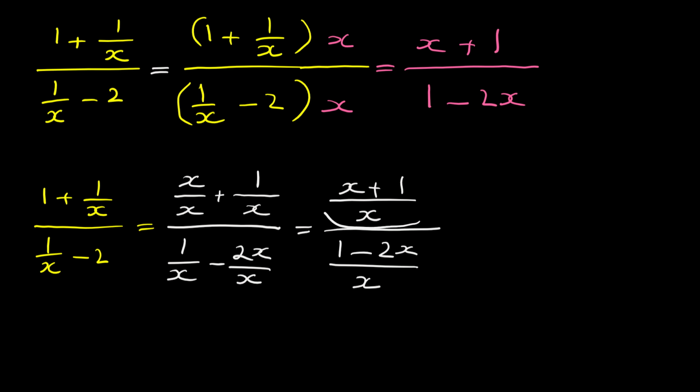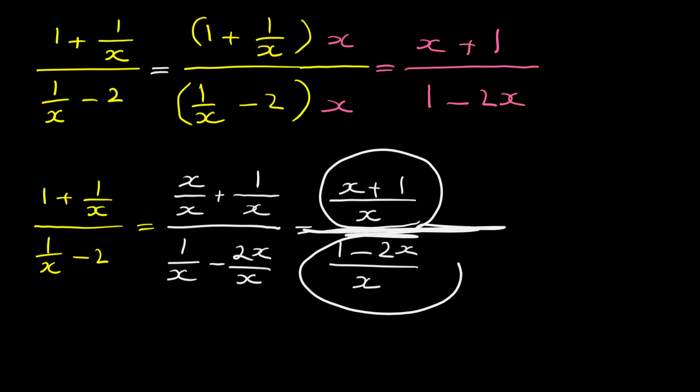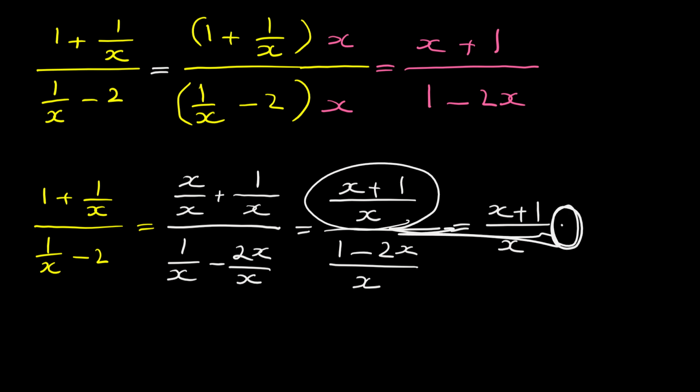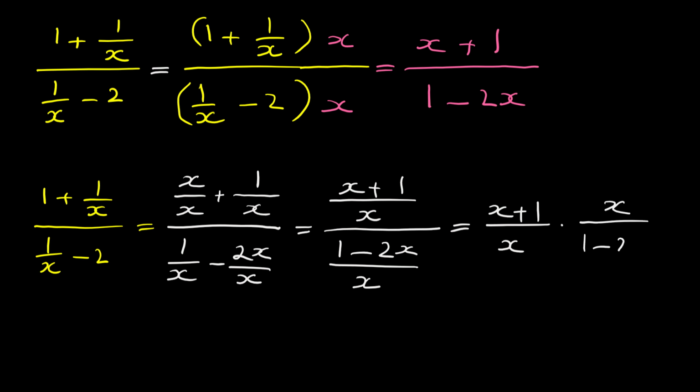Now we have a rational expression divided by a rational expression. We know that for dividing rational expressions, we write the first rational expression, which is the numerator, and we multiply it, this is division, by the inverse of this. So we multiply by basically the reciprocal of 1 minus 2x over x. So we multiply it by x over 1 minus 2x. This x with this x cancels, and the answer is x plus 1 over 1 minus 2x.